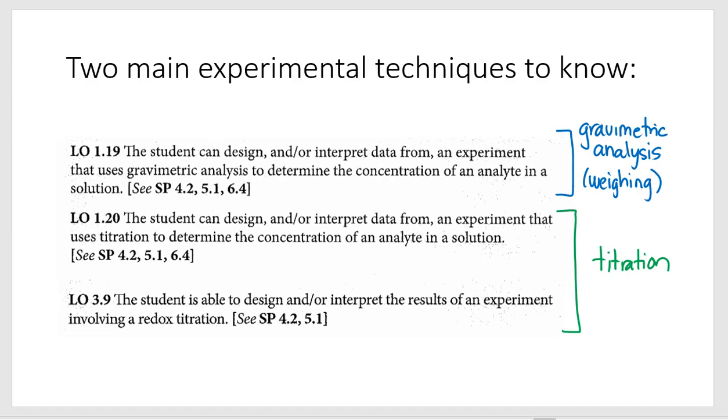So, looking at the AP exam, there are two main experimental techniques to be thinking about here in Unit 3, and you can see these are the learning objectives here from the College Board. Those two experimental techniques are one, gravimetric analysis, which is weighing stuff, and the other one is titration. You can see there are two objectives here related to titration and one related to gravimetric analysis.